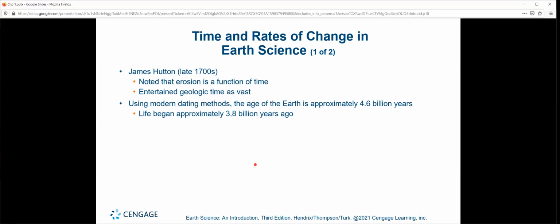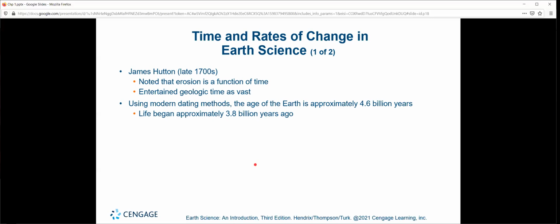James Hutton is widely considered to be the father of geology. One of the first people to look at the rocks of the earth and say, I wonder why, I wonder who, I wonder how. Before that, rocks were, well, that's just the way God made it. No more questions to be asked, right? James Hutton thought a bit deep about this. Specifically, he noted erosion as a function of time, meaning the longer a river flowed, the deeper the river channel got.